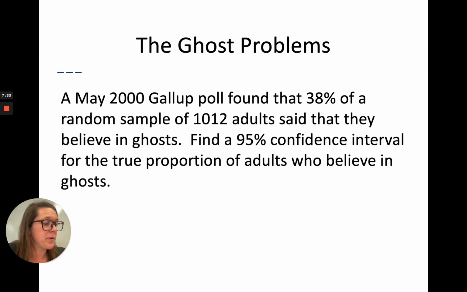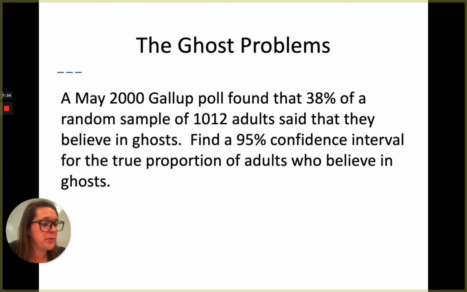All right, so here's a problem we're going to work through about ghosts. The May 2000 Gallup poll found that 38% of a random sample of 1,012 adults said that they believe in ghosts. Find a 95% confidence interval for the true proportion of adults who believe in ghosts. Let's go ahead and PANIC. My first step is P, parameter. Just so happens that my parameter here is p. So p represents the true proportion of adults who believe in ghosts, because that's what we're going to try to estimate.